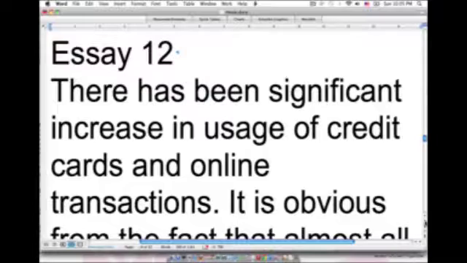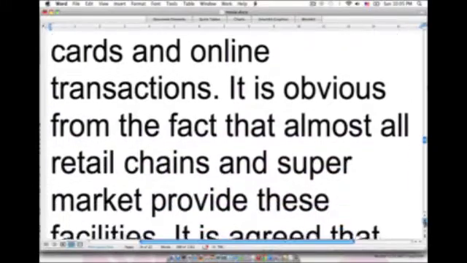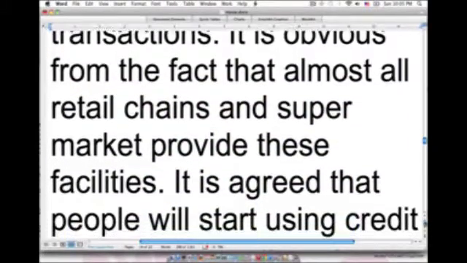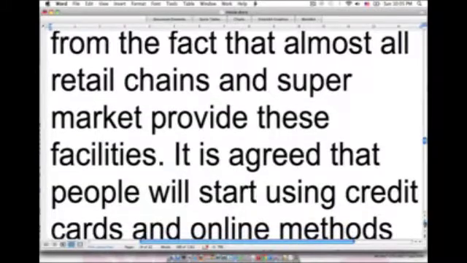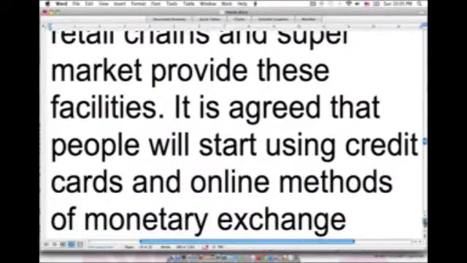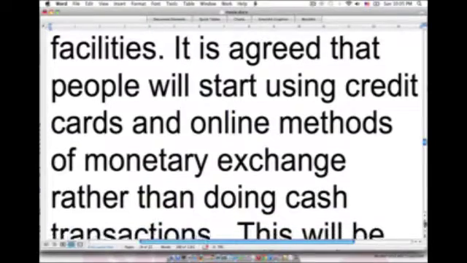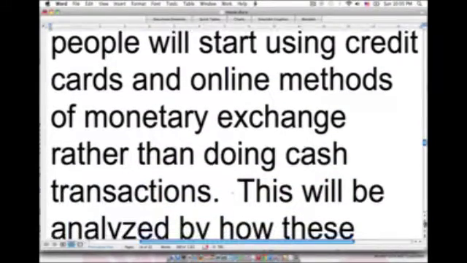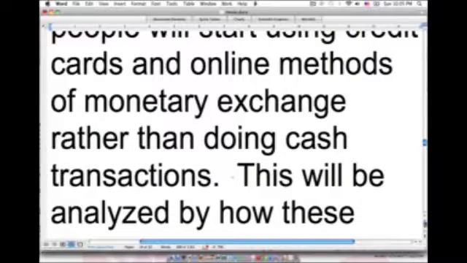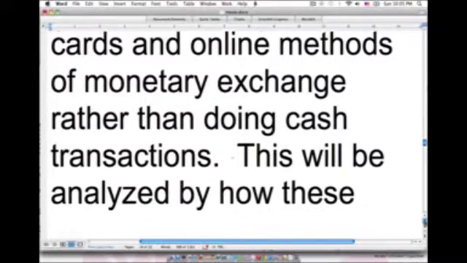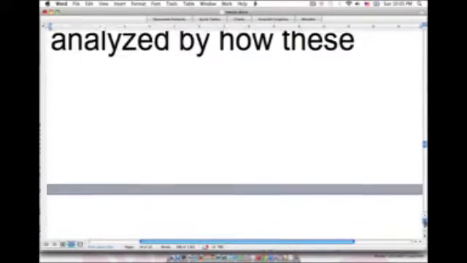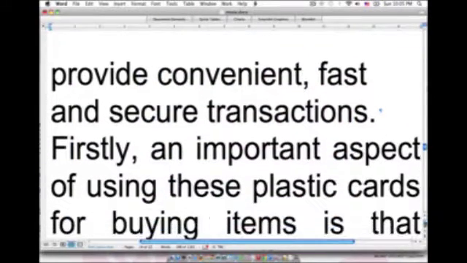All right, let's read it together. There has been significant increase in usage of credit cards and online transactions. It is obvious from the fact that almost all retail chains and supermarkets provide these facilities. It is agreed that people will start using credit cards and online methods of monetary exchange rather than doing cash transactions. This will be analyzed by how these provide convenient, fast, and secure transactions.